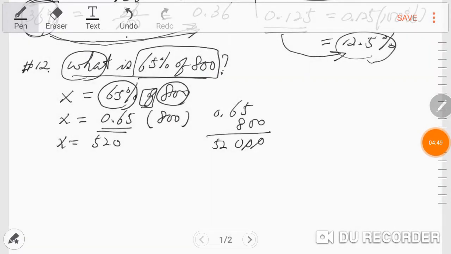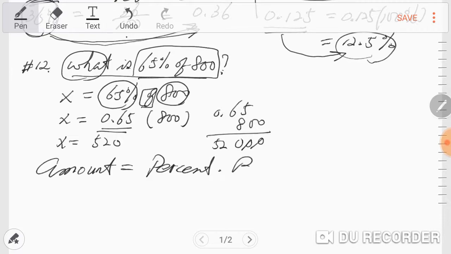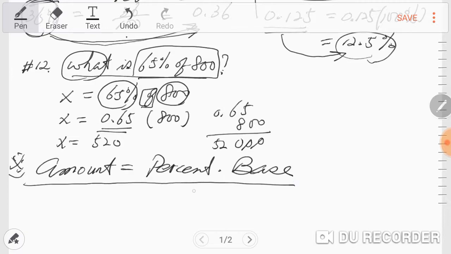So in this example, we can make an equation like this: the amount is equal to percent times the base. So the equation looks like this. Some percent of some number, so 65% of 800. This means multiply the percent by the base. 800 is the base, and this result is the amount.